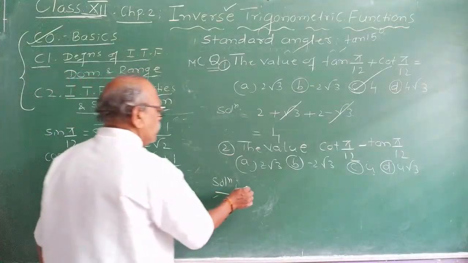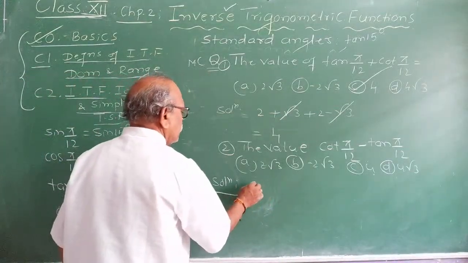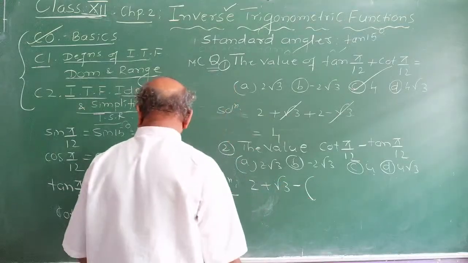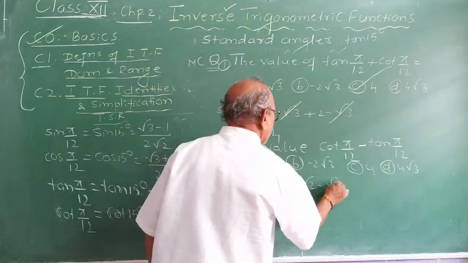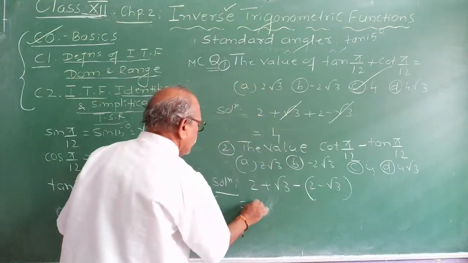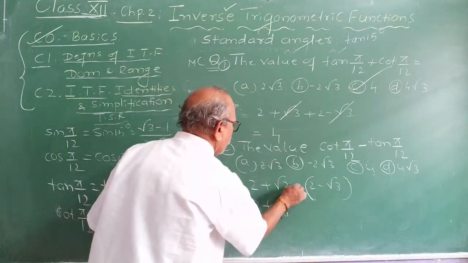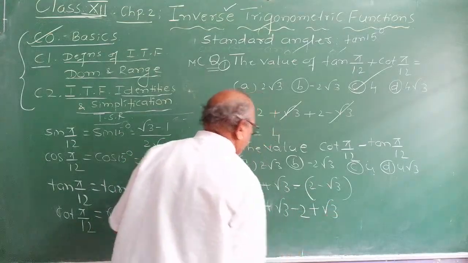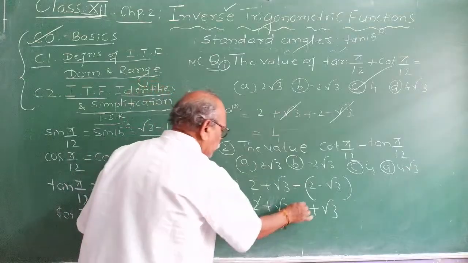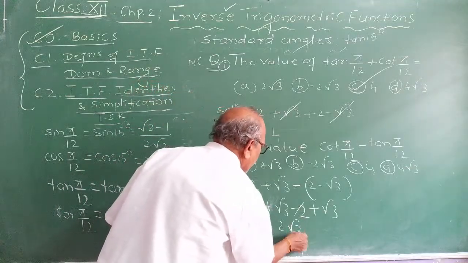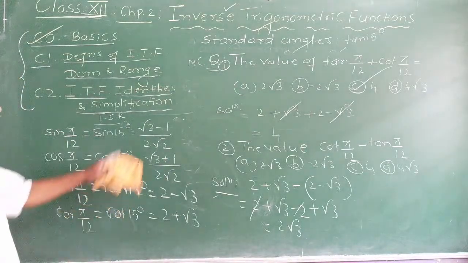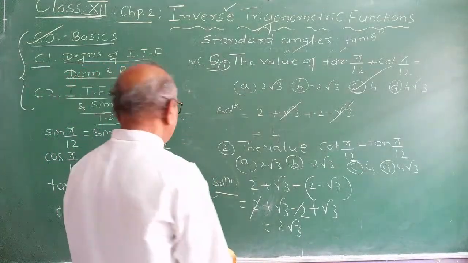You get here cot pi by 12 is 2 plus root 3, minus tan pi by 12 is 2 minus root 3. Remove the bracket. You will get 2 plus root 3, minus into plus is minus 2, minus of minus is a plus root 3. Observe, this time 2 cancels, 2 root 3. Add these two results in your TSR. We derived it. Henceforth, you can continue.